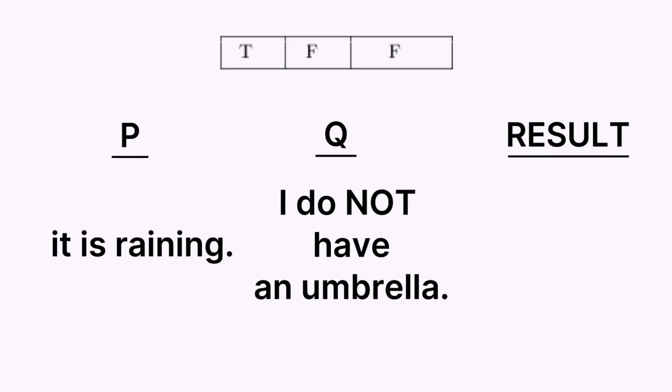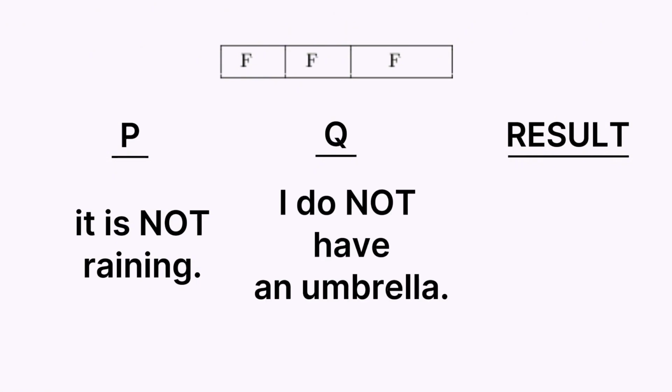Next row, P is true, Q is false. It is raining and I do not have an umbrella. One thing is true, one isn't. The result is false. Since the next row is basically the same, we move on to the last row. P is false, Q is false. It is not raining and I do not have an umbrella. Nothing is true. The result is false.